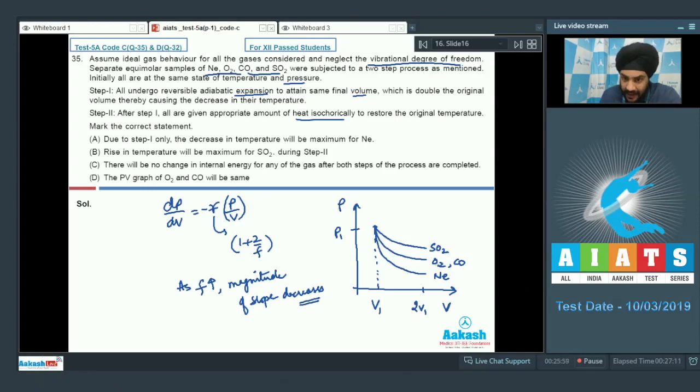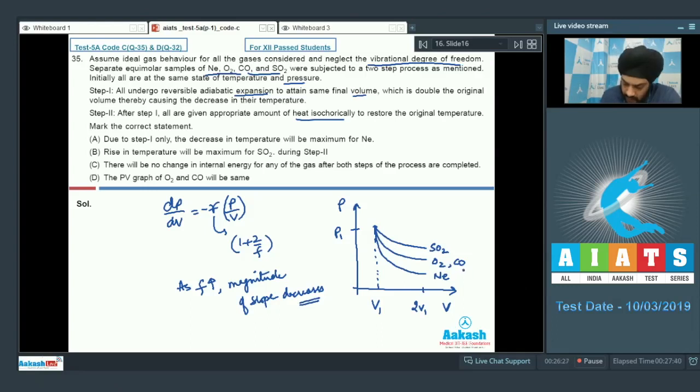Now it is told that they are to be restored to their initial temperature isochorically by providing them heat. We can see that the least drop in temperature occurs for SO2 and the maximum drop in temperature occurs for Ne. So the gain in temperature shall be maximum for Ne and minimum for SO2 after the second process has been completed.